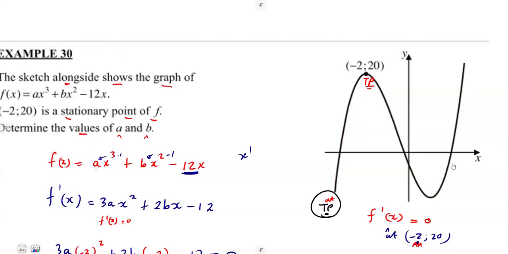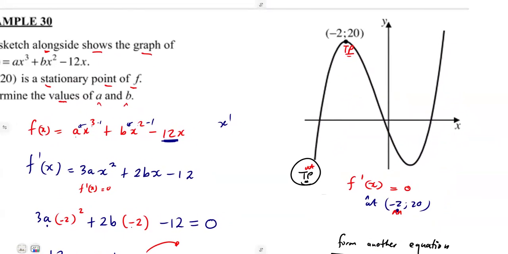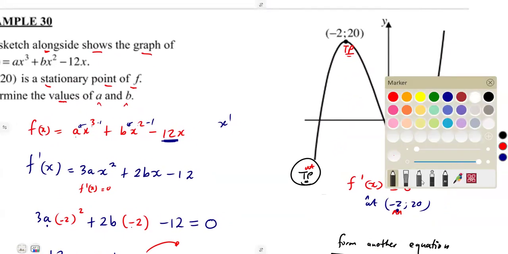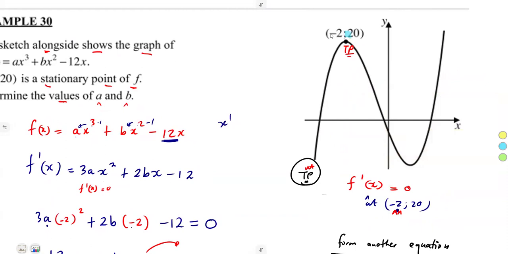So what can we use again, guys? Are we seeing the same turning point here? Yes, it is a special point, we say it is a turning point. But as well, this turning point is just a normal point on what? On f of x.